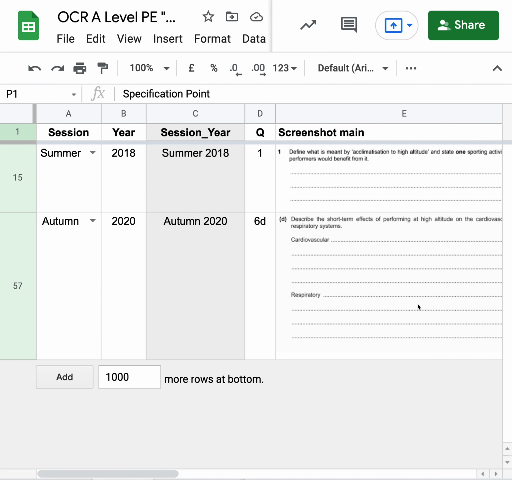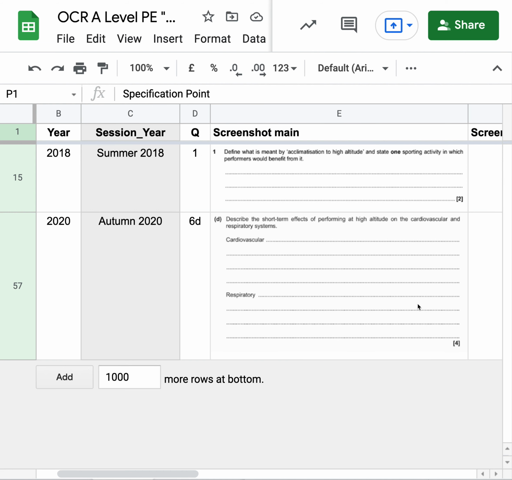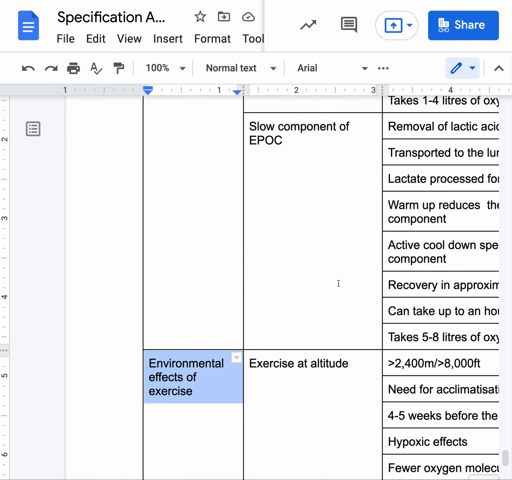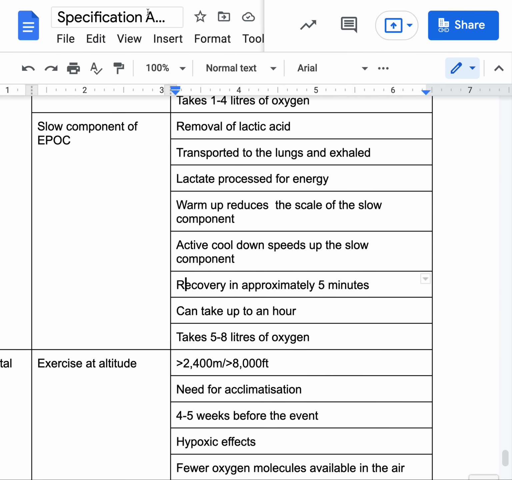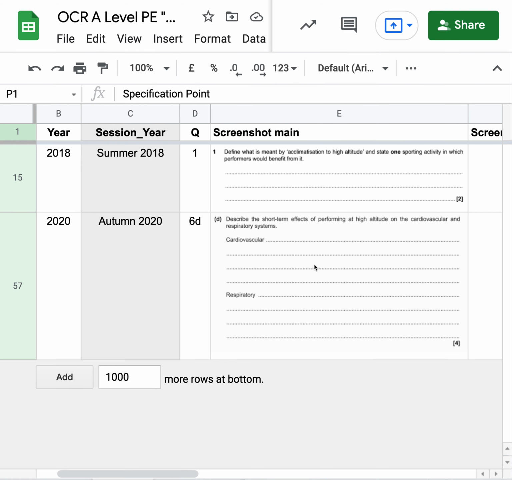Just want to make a little video here because I think it sort of stresses the importance of detail and accuracy. This is an analysis document we use for all kinds of things actually, but at the moment I'm using it to make this document all over here, which is the exact wording that should be accepted for OCR linear A-level physical education. We've got a question here.